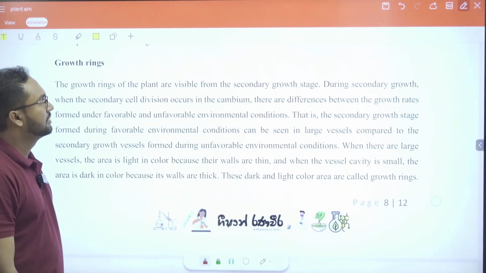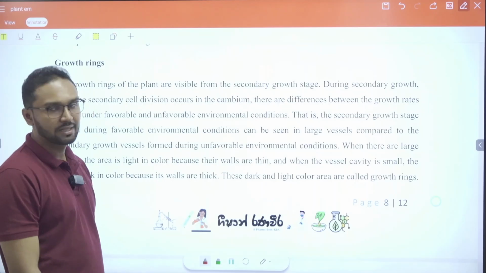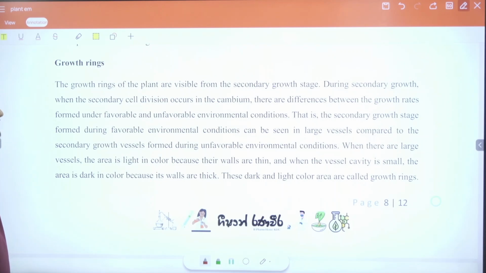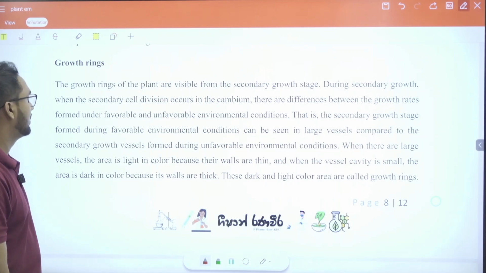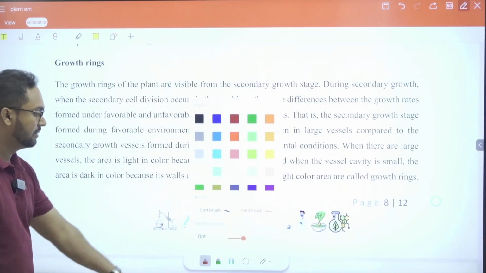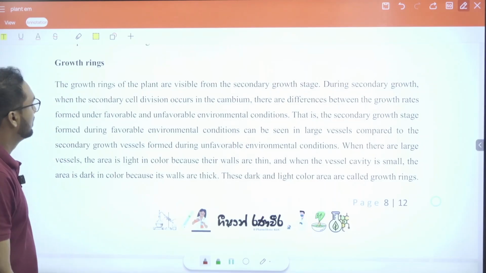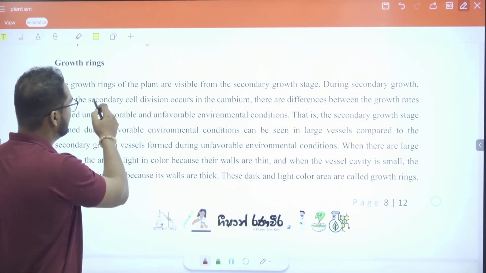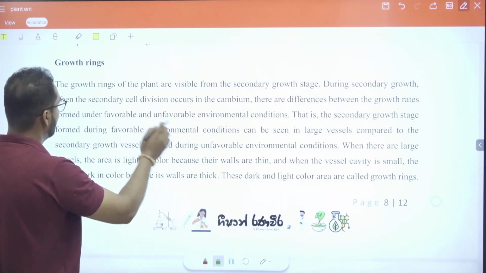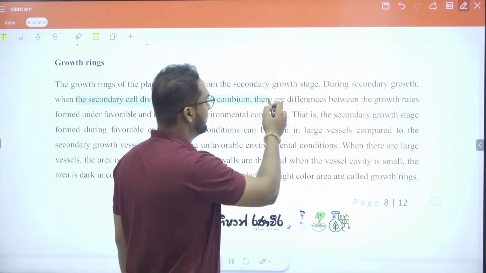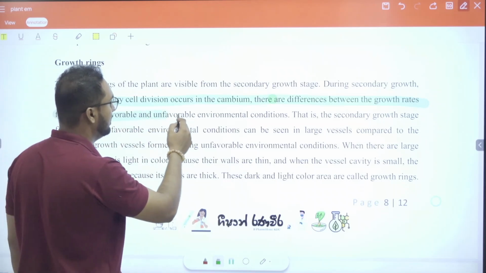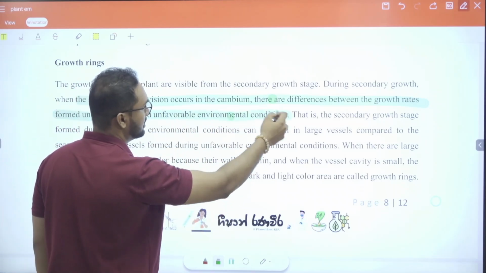The growth rings of plants are visible from the secondary growth stage. During secondary growth, when the secondary cell division occurs in the cambium, there are differences between the growth rates formed under favorable and unfavorable environmental conditions.